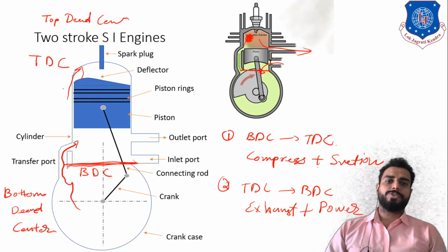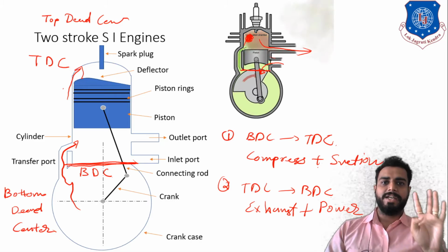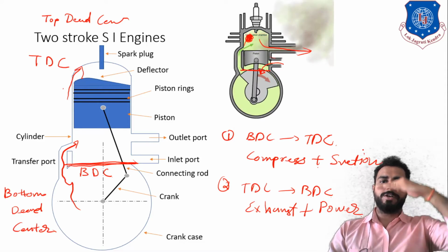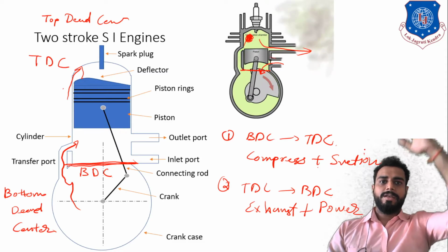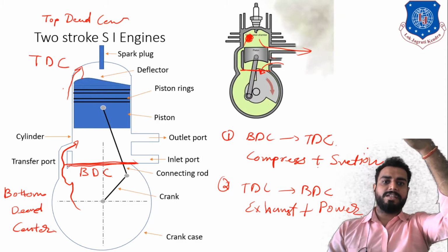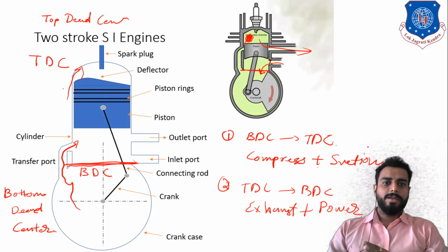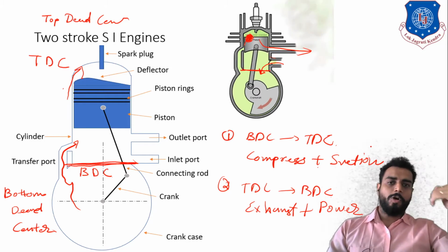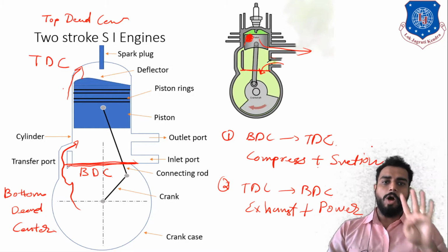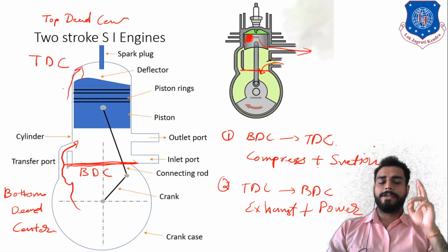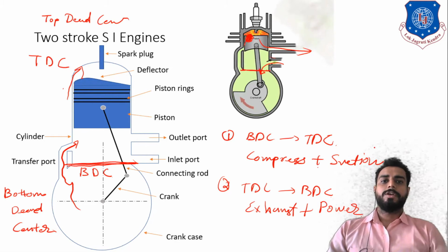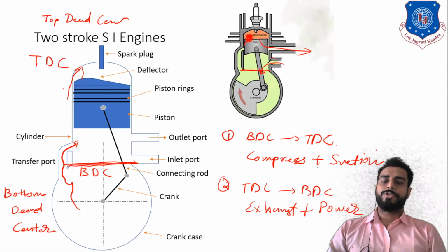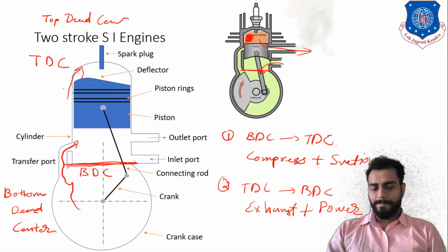Okay, so as I told you, the four processes are occurring in two strokes only. One stroke is where the piston is moving from bottom dead center to top dead center. During that, compression of fresh charge is occurring in the cylinder cavity, and suction is also occurring. And during the second stroke, that is TDC to BDC, exhaust is occurring, and power is also produced. So all four processes, that is suction, compression, expansion or power, and exhaust, are all covered in two strokes only. That is why this engine is called a two stroke SI engine.